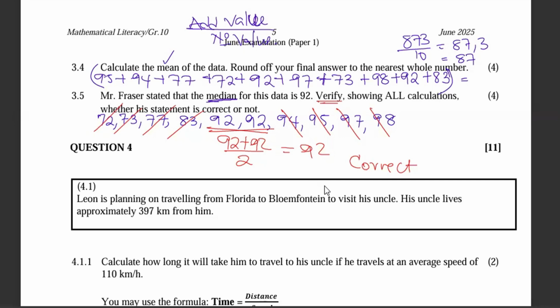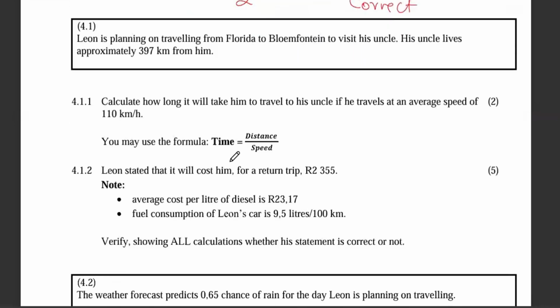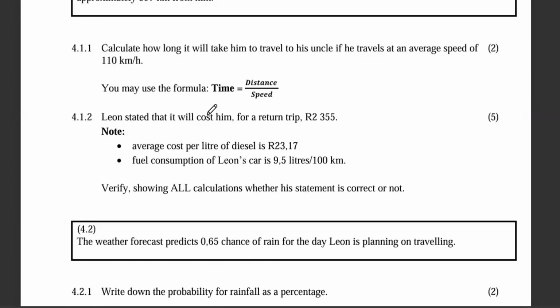Question number 4. Leon is planning on traveling from Florida to Bloemfontein to visit his uncle. His uncle lives approximately 397 kilometers from him. Calculate how long it will take. Take note, how long. When you hear the words how long, what are we looking for? We are looking for time.